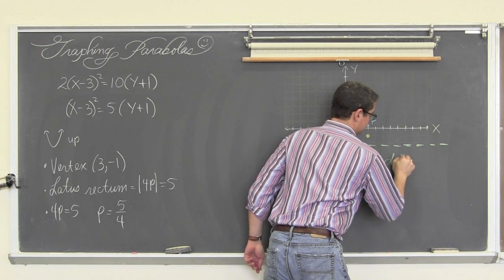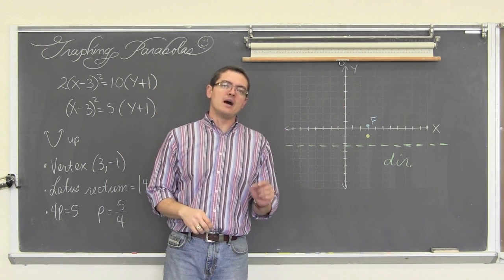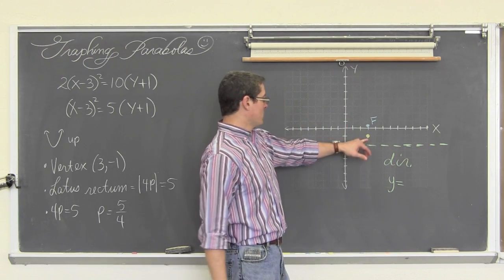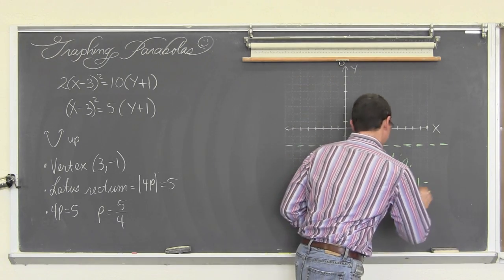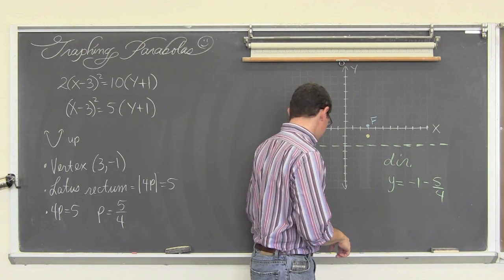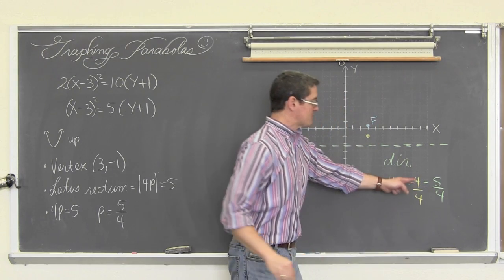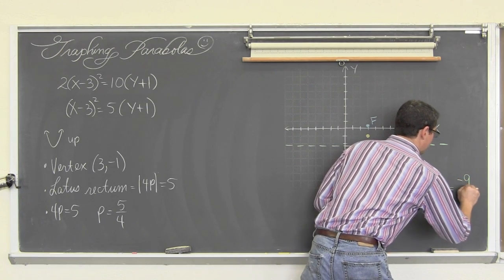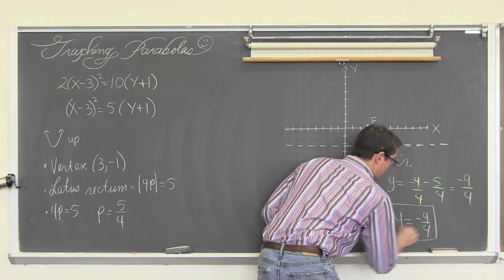And just as a sketch here, there's our directrix line. Directrix lines that are horizontal are in the form of y equals a value. So the directrix is going to be y equals, we're at this y value of -1 minus 5/4. We need a common denominator, so let's get this to be -4/4 by multiplying that fraction on top and bottom by 4. And our directrix line is equal to -9/4, or y = -9/4.